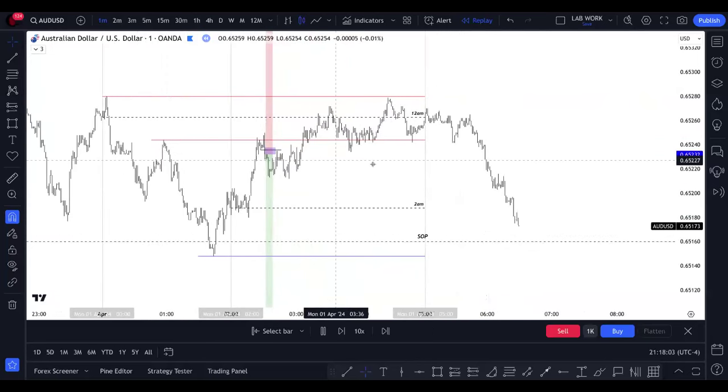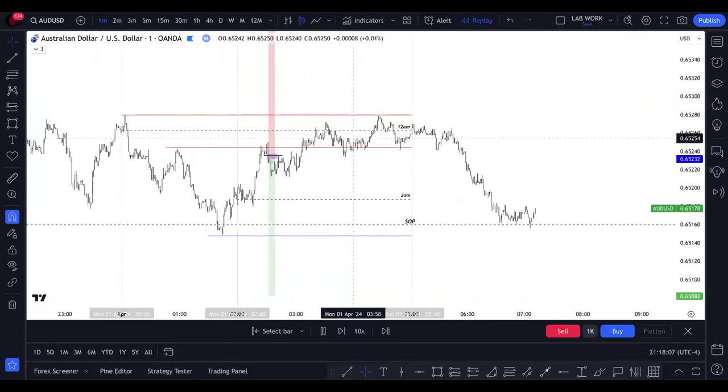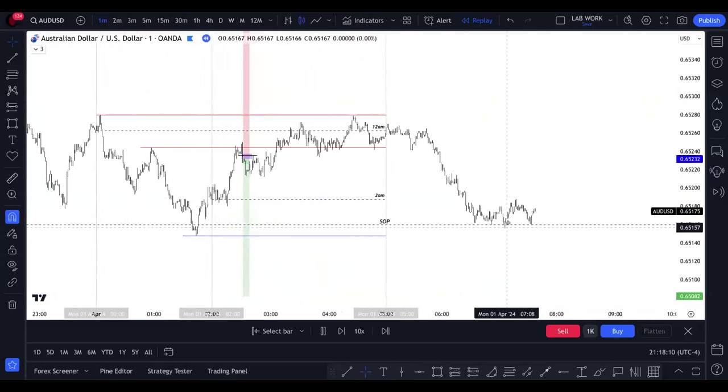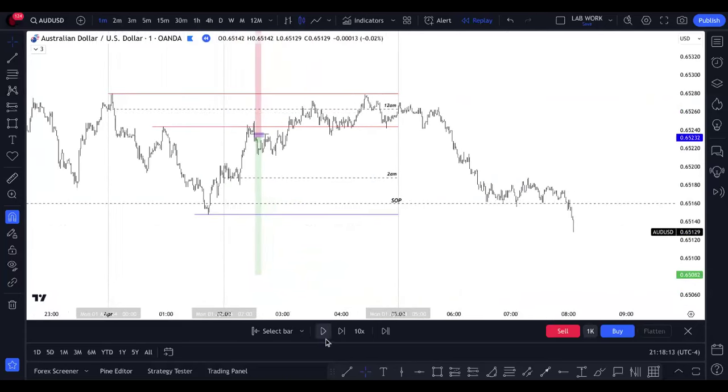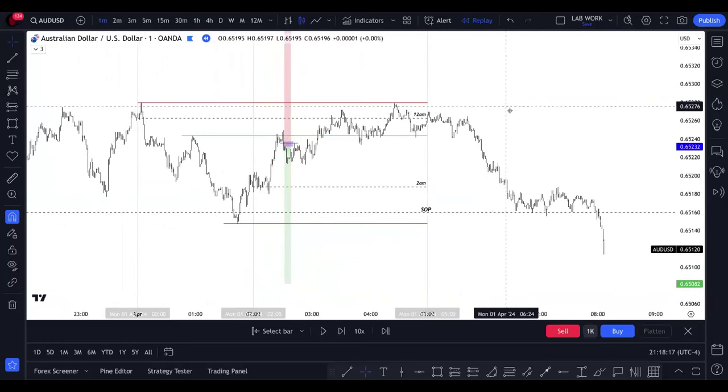So at said point, this is the end of the kill zone. However, we would still be holding that trade. It's not like we abandoned the trade. We would still hold the trade because we haven't been stopped out. And we can see our price comes back down. But notice, it engineered itself. Look how it engineered everything.